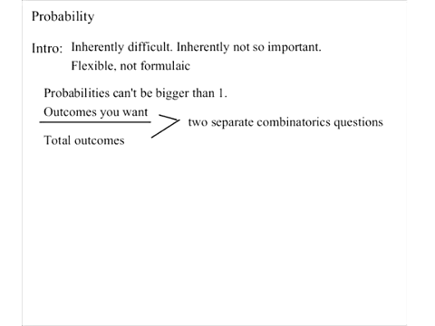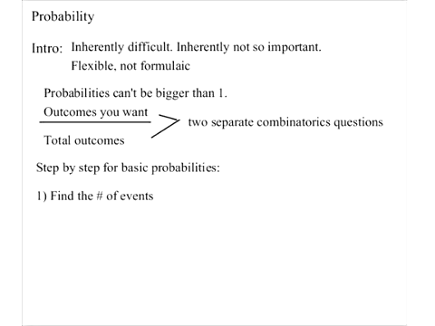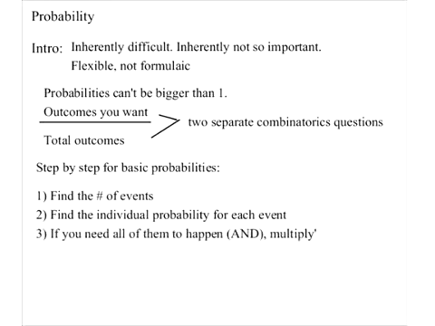Another thing to mention, and a lot of people asked about this, is let me just do my little step-by-step. This really only works for very basic probability questions, but I'll throw it out there. First, you find the number of events, the number of different things you need to have happen. Then, find the individual probability for each event. Then, if you need all of them to happen, that's an AND question, multiply. If you need any one of them to happen, that's an OR question, you add.